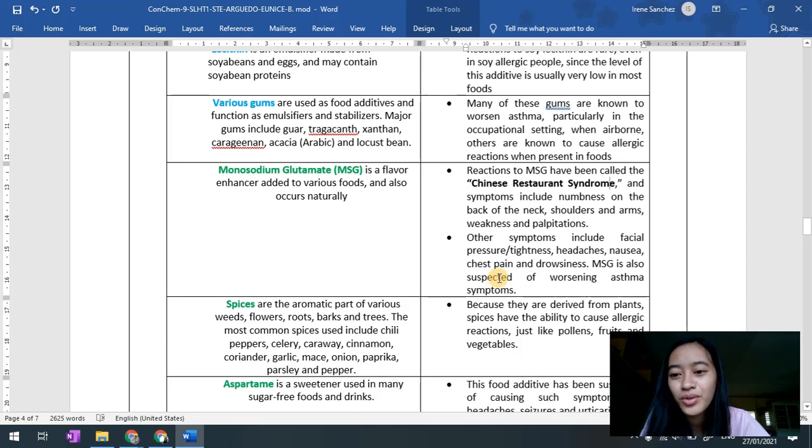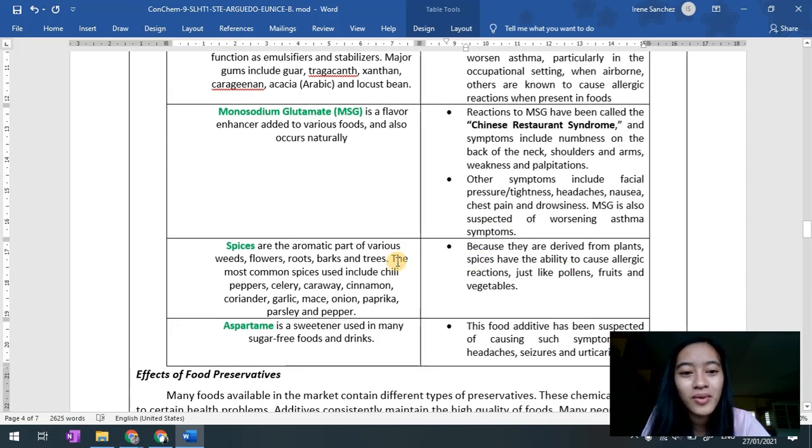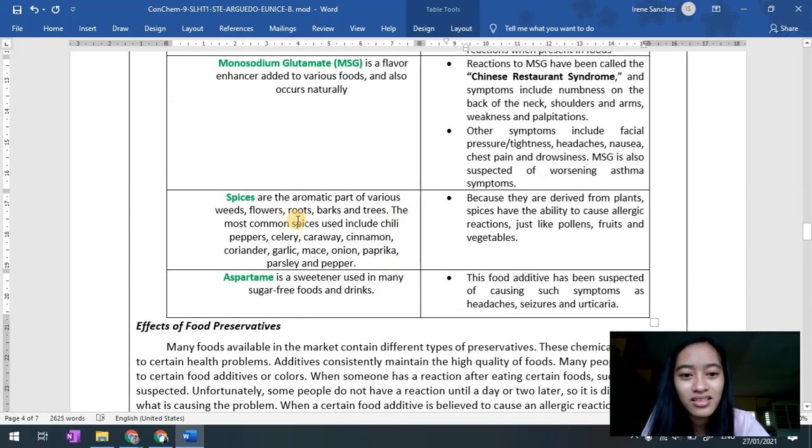MSG is also suspected of worsening asthma symptoms. Spices. All these spices: garlic, pepper, onion, paprika, coriander, chili peppers, cinnamon. They can also cause reactions, though they were taken from flowers, roots, barks, and trees and other plants. Because they are derived from plants, spices have the ability to cause allergic reactions, like pollen, fruits, and vegetables. But maybe to people who are allergic to pollen, I guess.